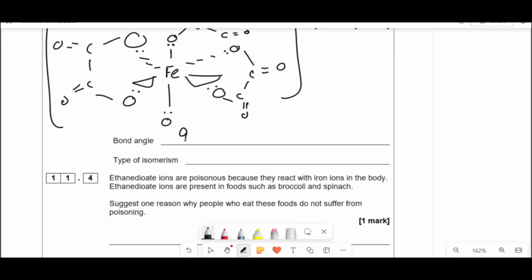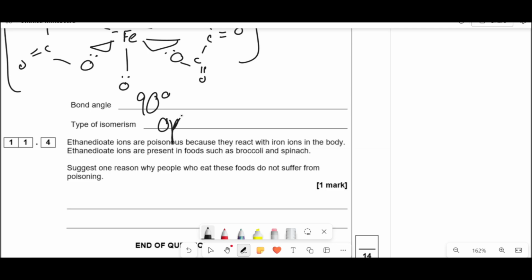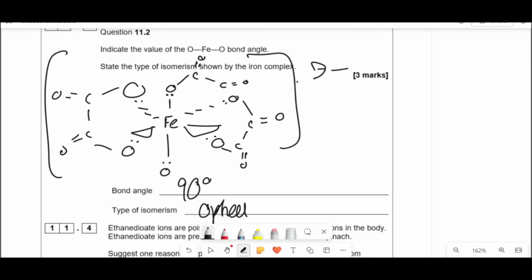Now this is an octahedral complex, so it's 90 degrees, and the type of isomerism it has is optical isomerism, because you can have a mirror image of this that's non-superimposable, meaning if, for example, here's one of your hands, which looks a bit screwed up, don't worry, and here's your other one, you can't superimpose them. You can't put them on top of each other and make them match. So it's the same thing here. Optical isomerism. There you go. Generally, when you have 6 coordinate bonds and a bidentate ligand, you can have optical isomerism.